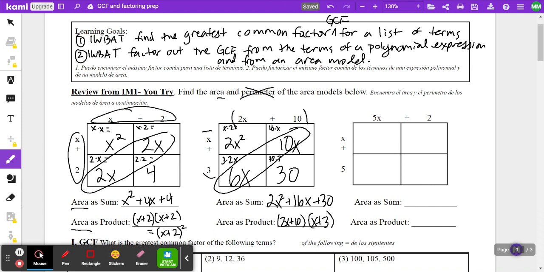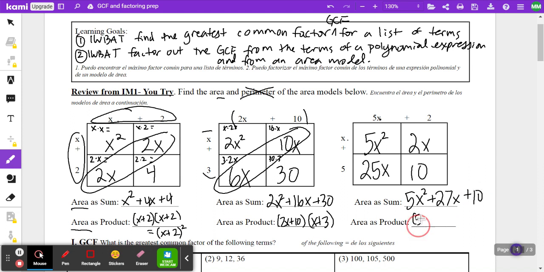Next, I'm just going to write the results. 5x times x is 5x squared. x times 2 is 2x. 5x times 5 is 25x. And 5 times 2 is 10. As a sum, we have 5x squared plus 27x plus 10. As a product, we have 5x plus 2 times x plus 5.